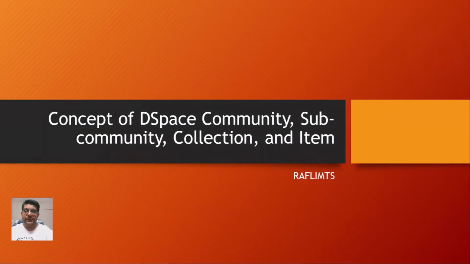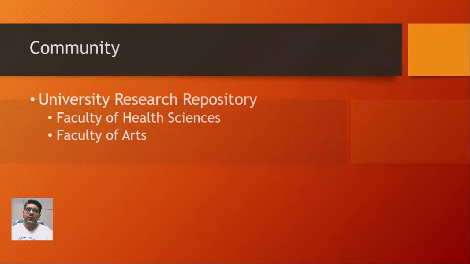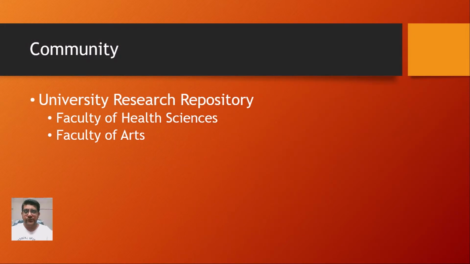So here I have one presentation, and suppose you are going to create a research repository of your university or college or a school or any non-academic institution. There must be some core groups. Like in a university, you have two faculties, faculty of health sciences and the faculty of arts. Maybe you have some other core groups. So the core groups, your main groups, would be your top level communities, either the departments, or the faculties, or whatever they are. And the subdivisions of communities would be called sub communities.